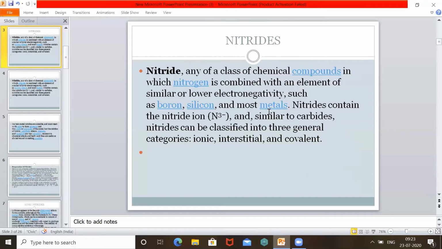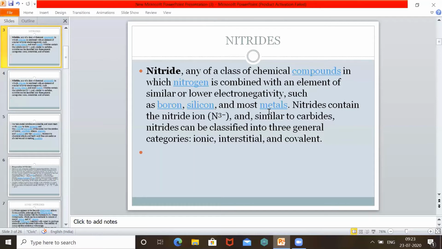Ionic nitrides are formed by first group and second group metals. Only lithium forms one because of its smaller size. Lithium forms lithium nitride. Magnesium nitride and beryllium nitride are other examples of ionic compounds. Next we have interstitial nitrides of transition elements. We know they have good spaces between the atoms, and in those spaces, which are called interstitial spaces, nitrogen can be accommodated, and such nitrides are called interstitial nitrides.